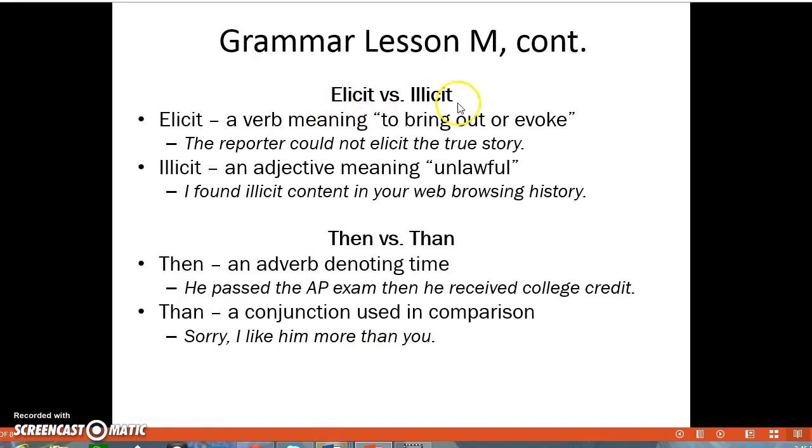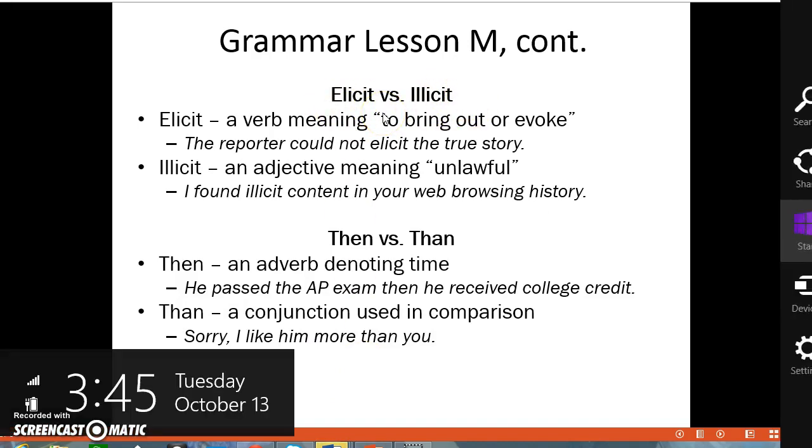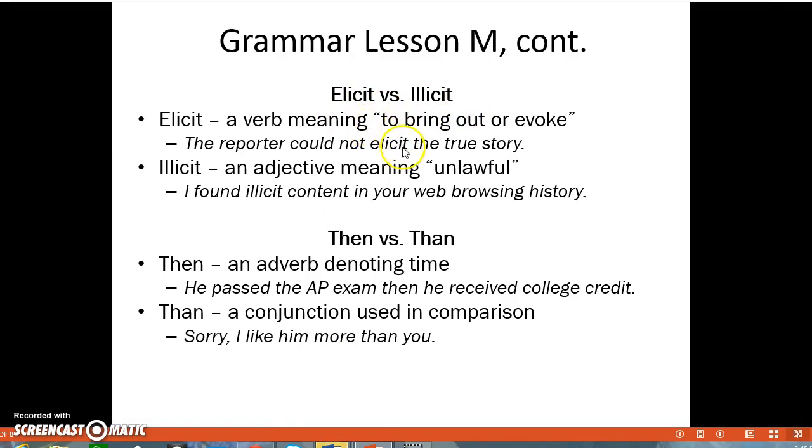All right, we also have elicit versus illicit. So elicit with an E versus illicit with an I. Elicit with an E is a verb, meaning to bring out or evoke. The reporter could not elicit the true story. Illicit with an I is an adjective meaning unlawful. I found illicit content in your web browsing history.